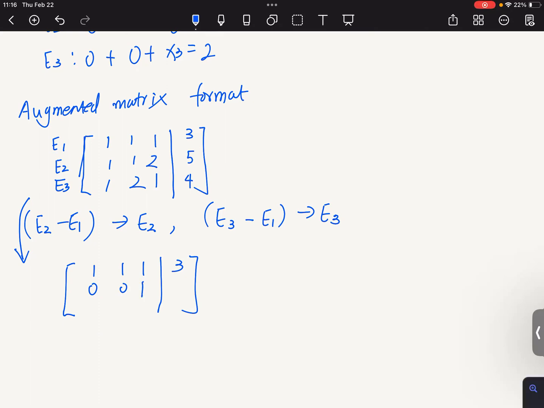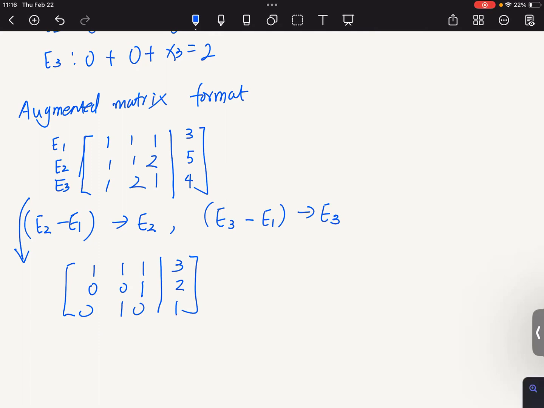And on the right-hand side, you do the same thing: 5 subtract 3, and I got 2. And you do the same thing for equation 3 and equation 1. I'm going to use equation 3 subtract equation 1 to replace the original equation 3, row 3. I got 1 subtract 1, and then I got 0. 2 subtract 1, I got 1. Then 1 subtract 1, and I got 0. And on the right-hand side, 4 subtract 3, I got 1.